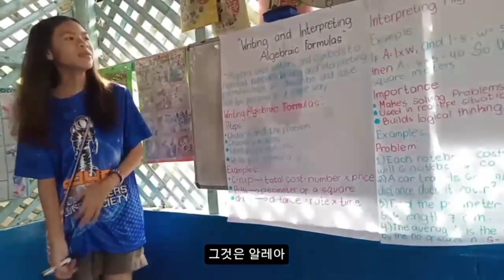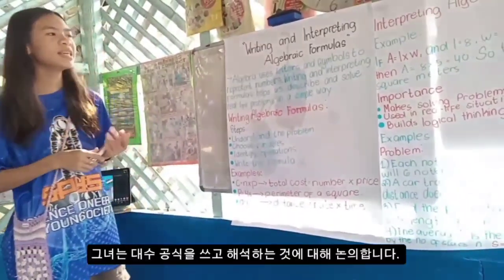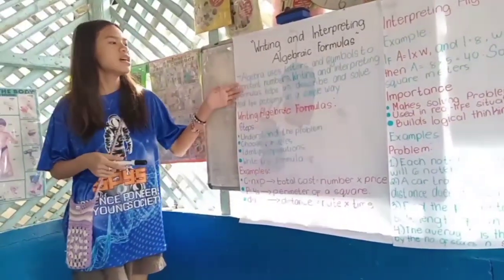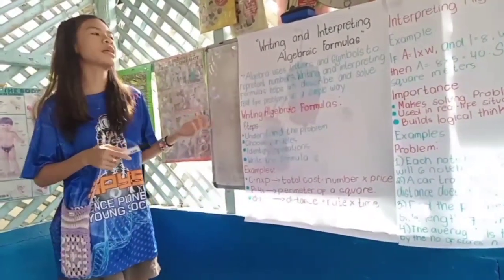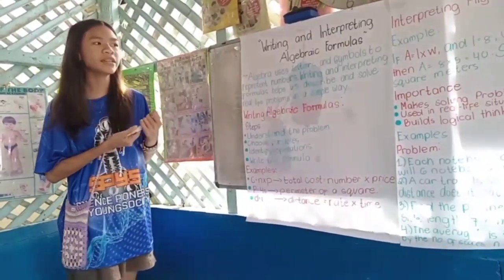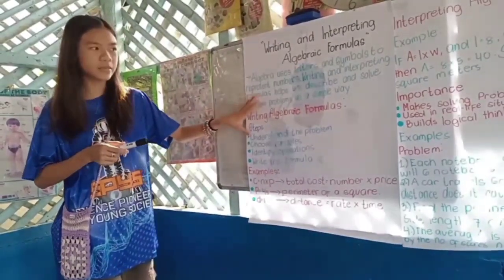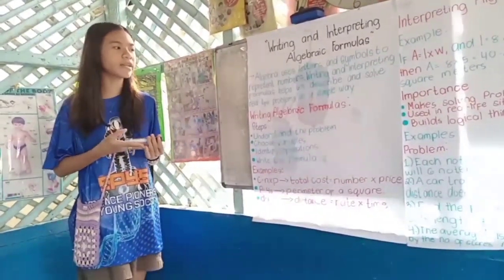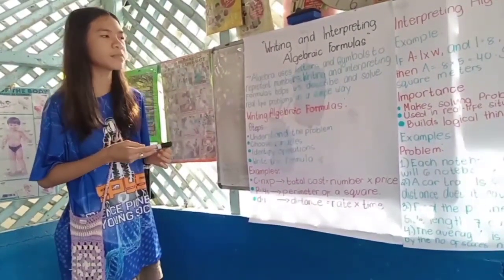Today I would like to report about writing and interpreting algebraic formulas. First, let us define algebra. Algebra uses letters and symbols to represent numbers. Writing and interpreting formulas helps us describe and solve real-life problems in a simple way.